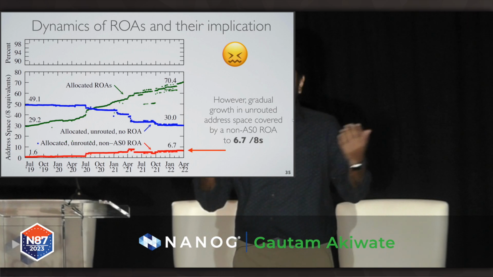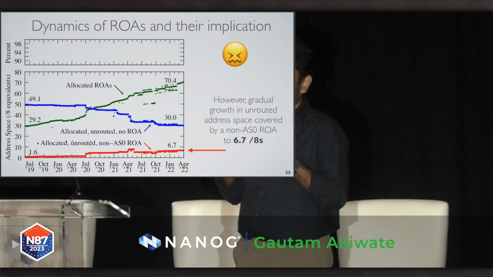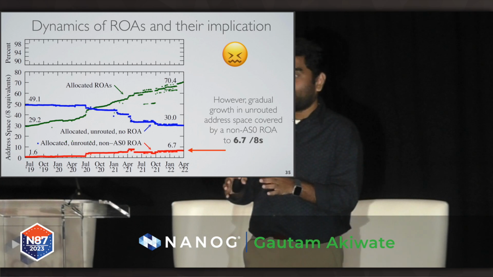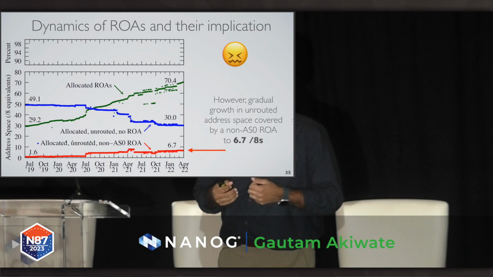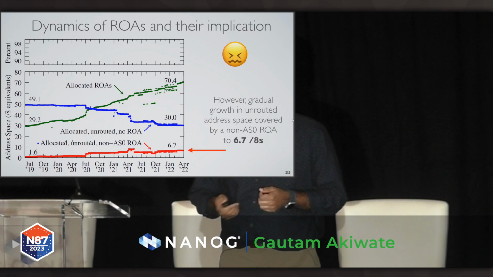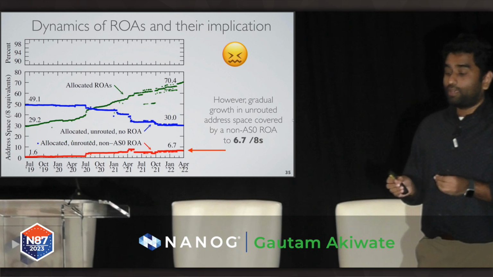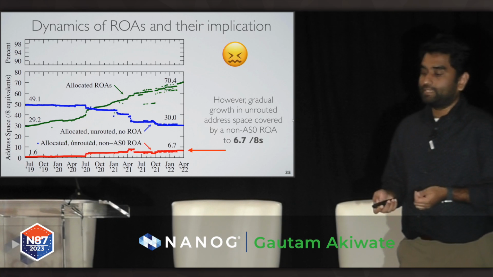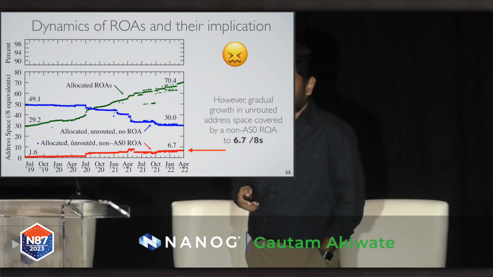But in addition, as we saw in our example, an RPKI-signed prefix that does not have AS0 in it is no better protected than an allocated, unrouted prefix with no RPKI. So this 6.7/8, which is allocated unrouted but has non-AS0 ROAs, is as likely to be hijacked, just by AS path prepending.